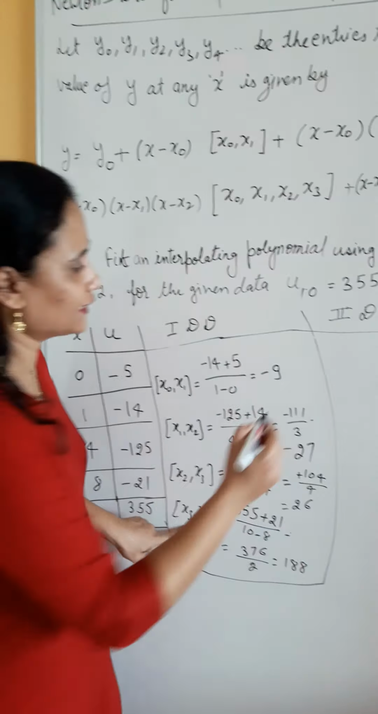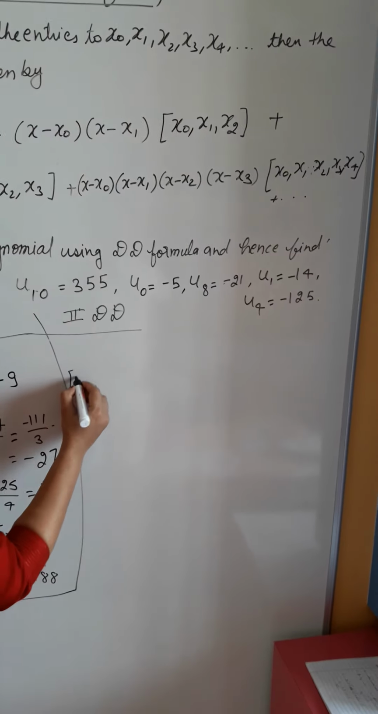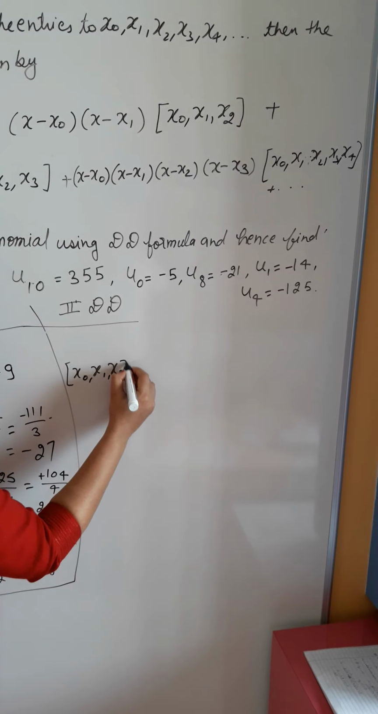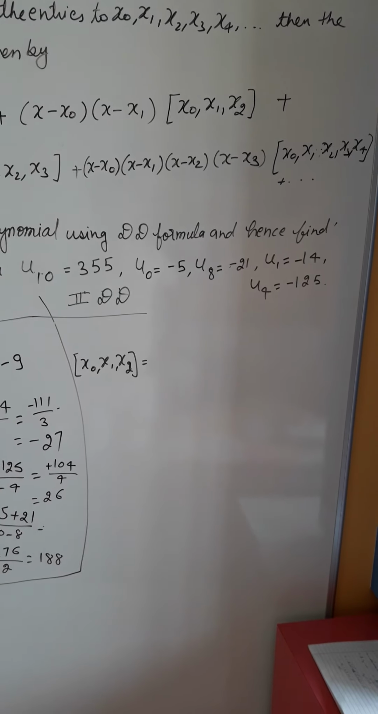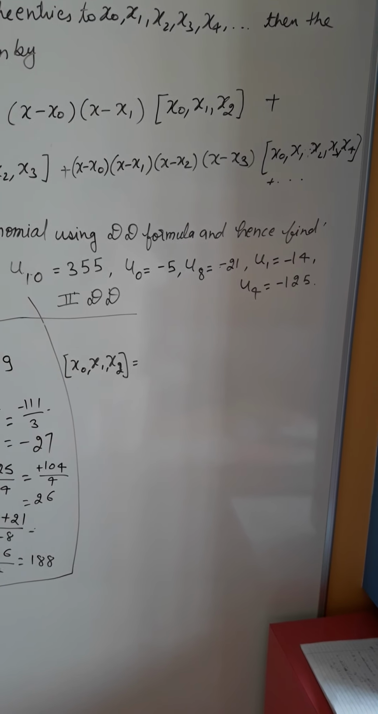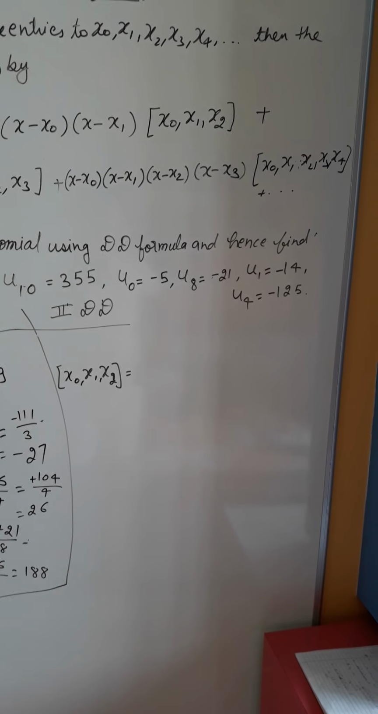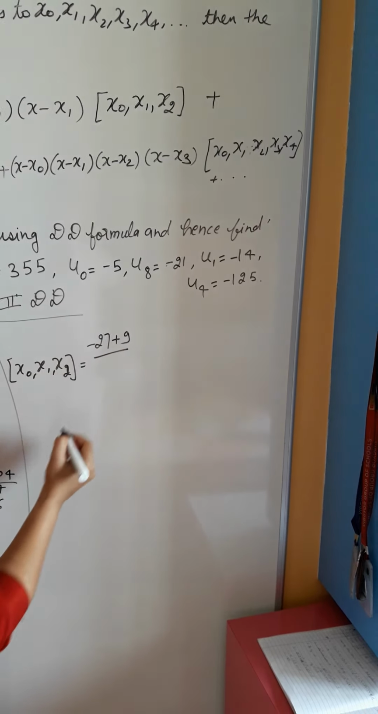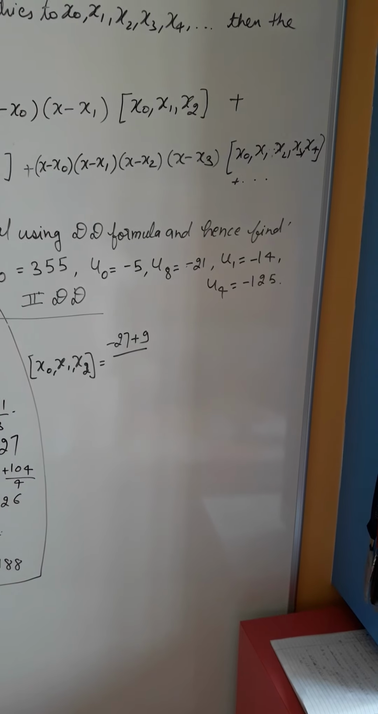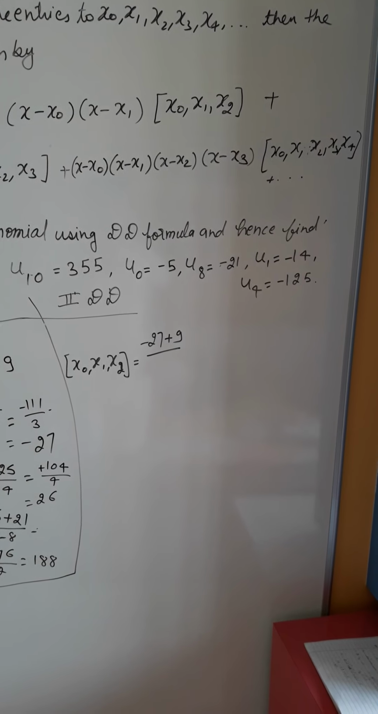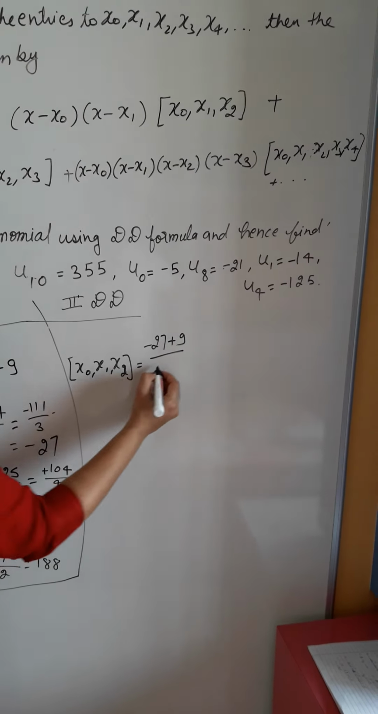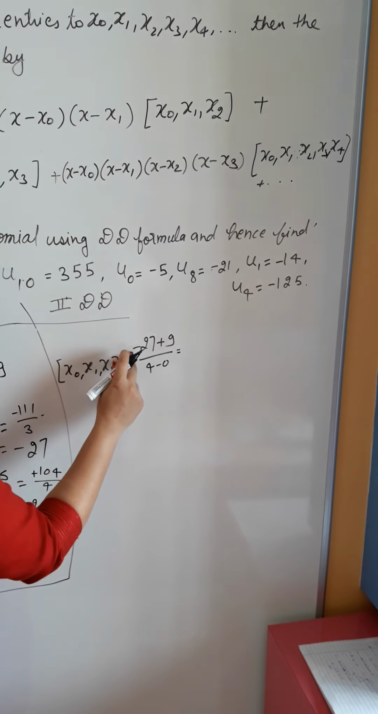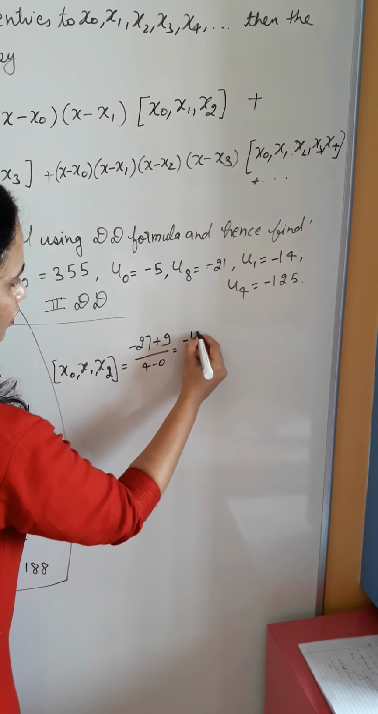Now we have to calculate the second divided difference, that is x0, x1, x2, which is equal to the difference of these two, x1, x2 minus x0, x1. That means the difference of these two. So minus 27 plus 9 divided by x2 minus x0. So it will be helpful to write it. So x2 minus x0 is 4 minus 0, which is equal to minus 18 by 4.